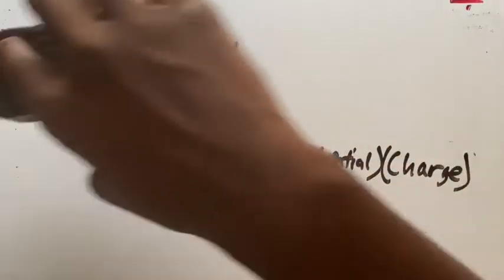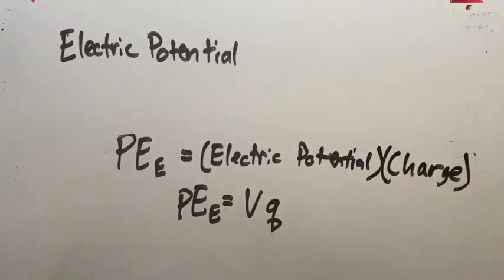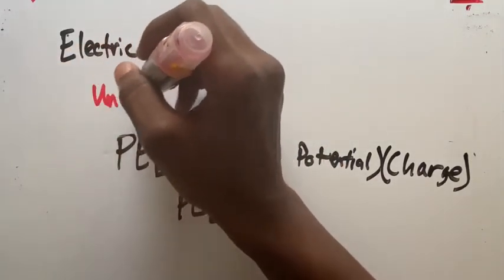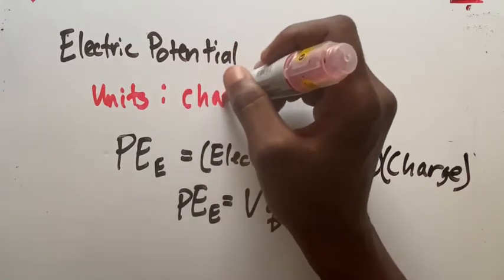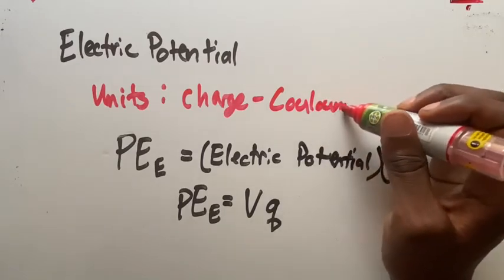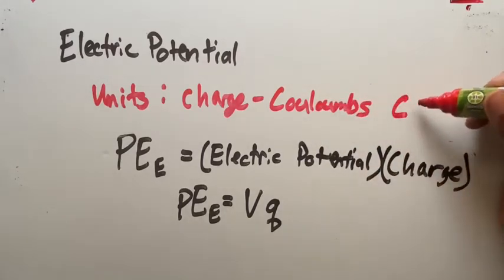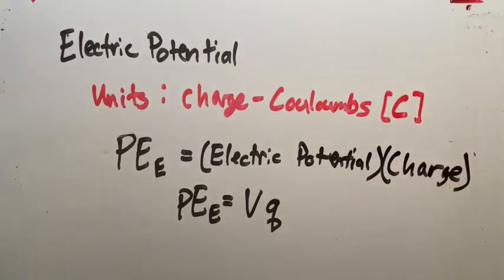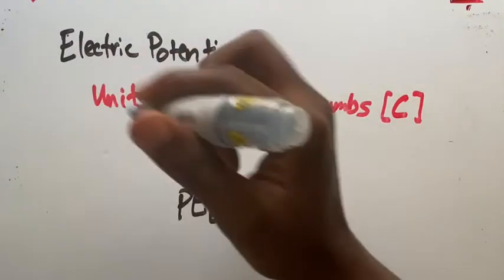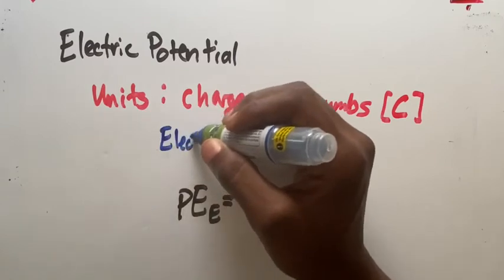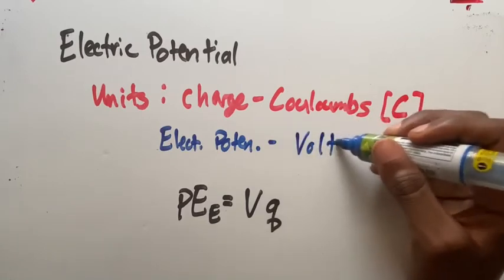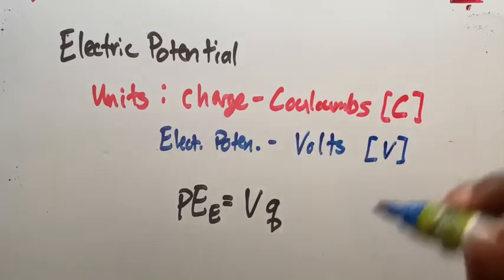And I think I also forgot to mention that charge is measured in coulombs. So let me write out the units here. Units for charge are coulombs, and we use a C to abbreviate that. And electric potential is measured in volts, and we use a V for that.